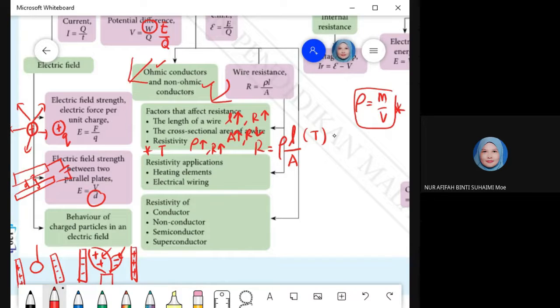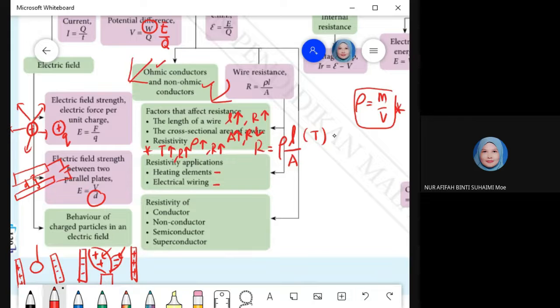Right, and then temperature, higher temperature, resistance also higher. Okay. And then application in heating elements and electrical wiring, ini paper 2. Okay. Paper 2 yang ni. Heating element, saya dah inform.